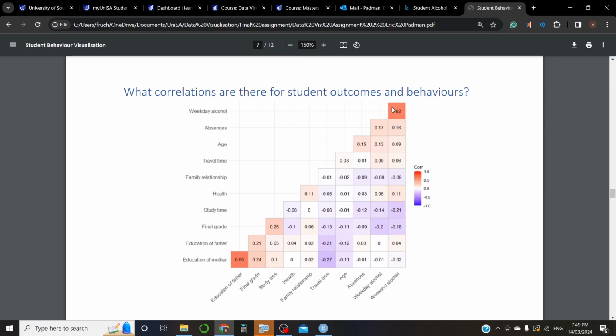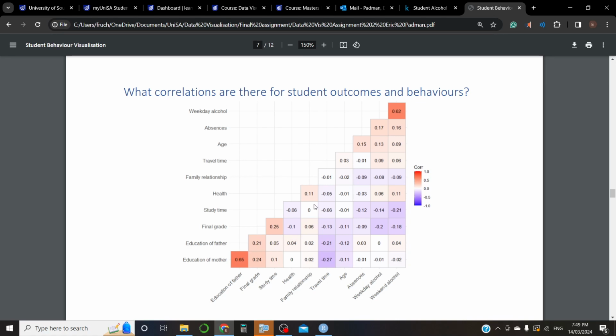We have a high correlation between students who drink on weekdays and students who drink on weekends. Okay, that doesn't really help us much. But other things like that. So for the final grade, these are all very small for the most part. The only one that seems to really matter here is the study time.